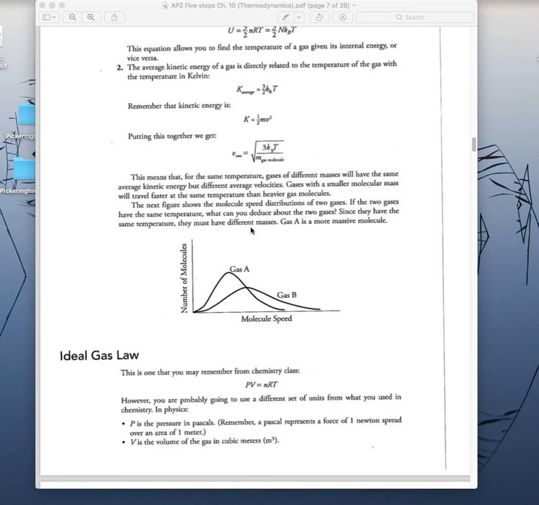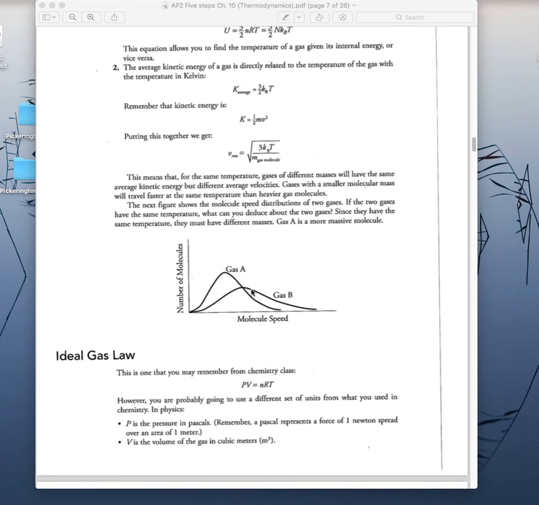So two gases at the same temperature. Basically, if I have something like this, if they're at the same temperature, the average speed tells me that gas A is more massive because they're moving slower.